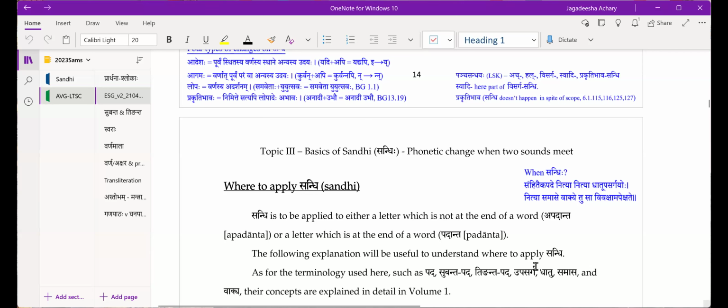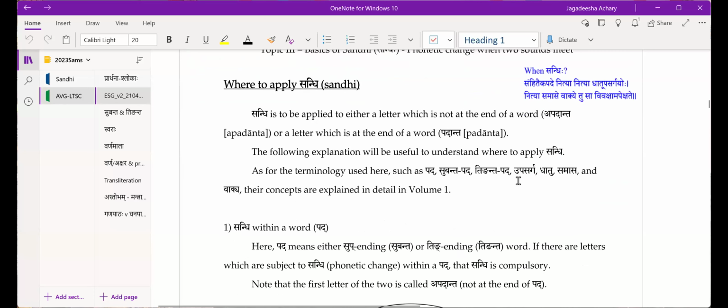All right. So sandhi is to be applied to a letter which is not at the end of a word, either between the words or within the word. The following explanation will be useful to understand where to apply sandhi. As for the terminologies used here, such as pada, subantapada, tiṅantapada, upasarga, dhatu, samāsa, and vakya, these are the words you came across there, so there needs to be a little explanation of these definitions.